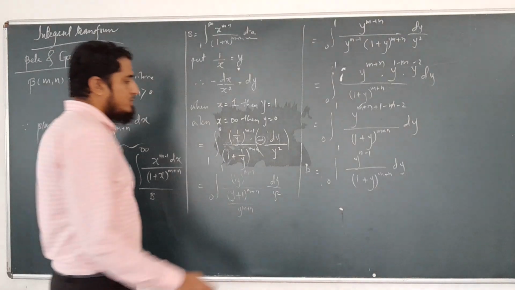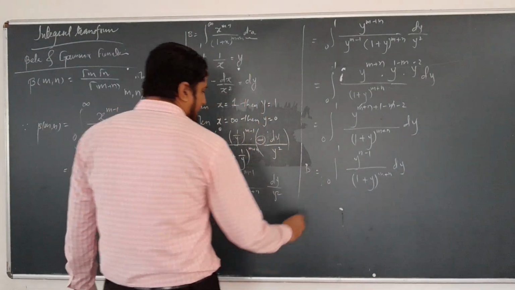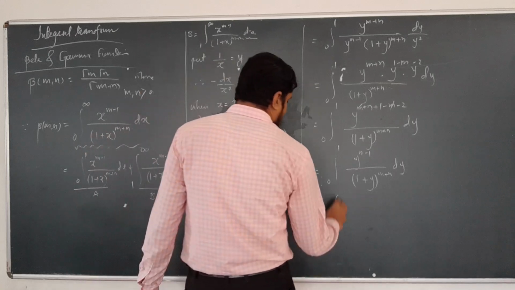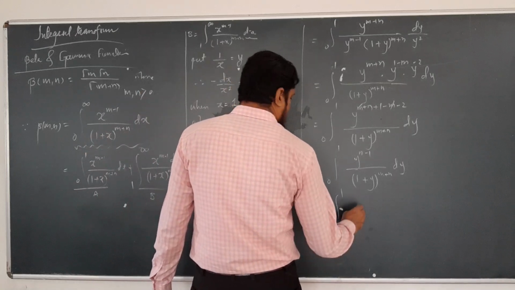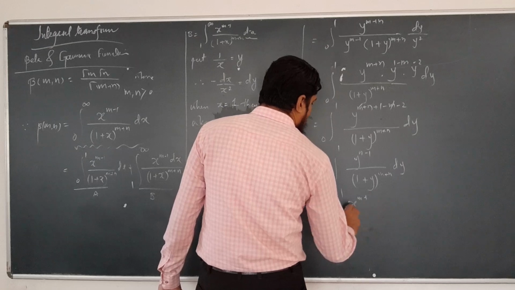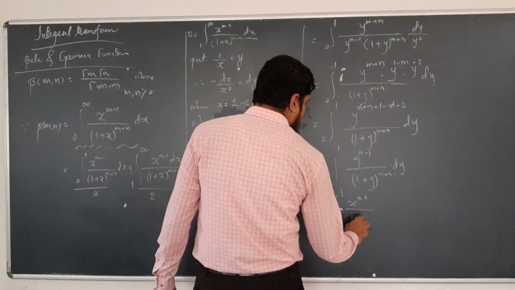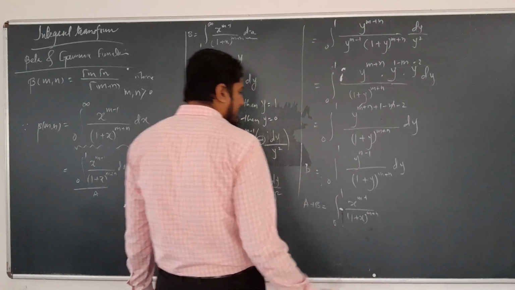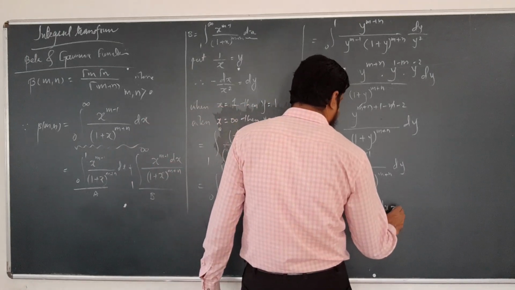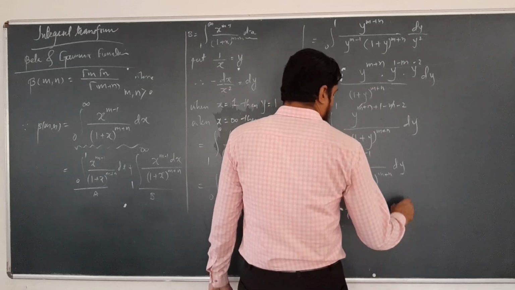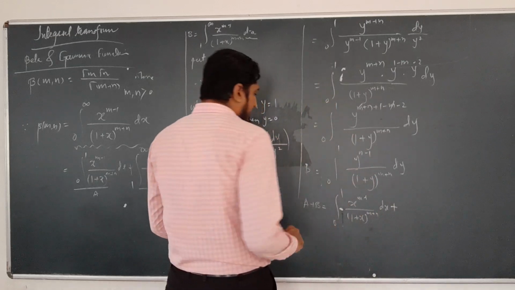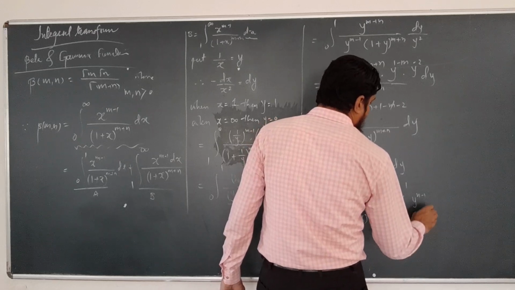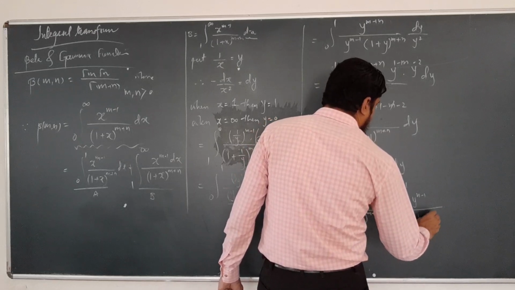Correct? So we can write A plus B as integration from 0 to 1 x raised to m minus 1 over 1 plus x raised to m plus n dx, and this part B becomes integration from 0 to 1 y raised to n minus 1 over 1 plus y.